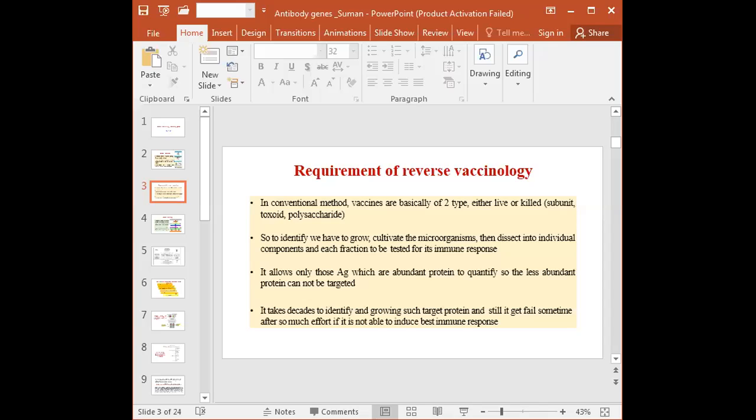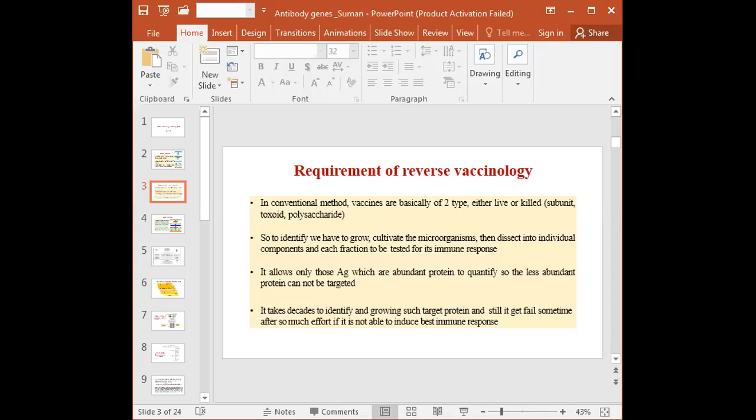In the conventional approach, two different types of vaccines are basically prepared. And to identify the antigen, we have to grow and cultivate the microorganism or pathogen, and then dissect it into different components. Each and every component and each and every fraction should be tested for its immunological response. And the component that is showing the maximum immunological response can be considered the antigenic protein.